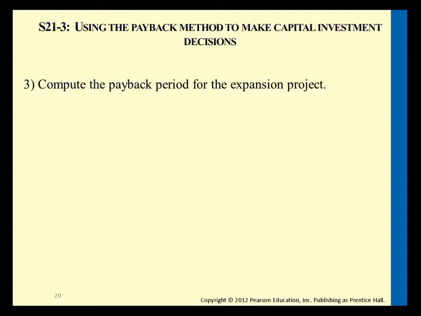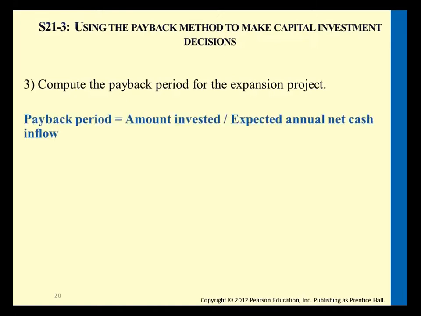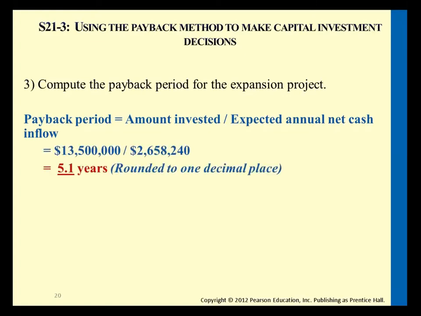So the way we calculate our payback period for the expansion, that's where we're going to use that formula. Our payback period is the amount invested divided by expected annual net cash inflow. We know the amount invested, and we know the net cash inflow, we just calculated it. So when we divide the two numbers, we get 5.1 years is what we need to pay back whatever we invested, to get the money back.